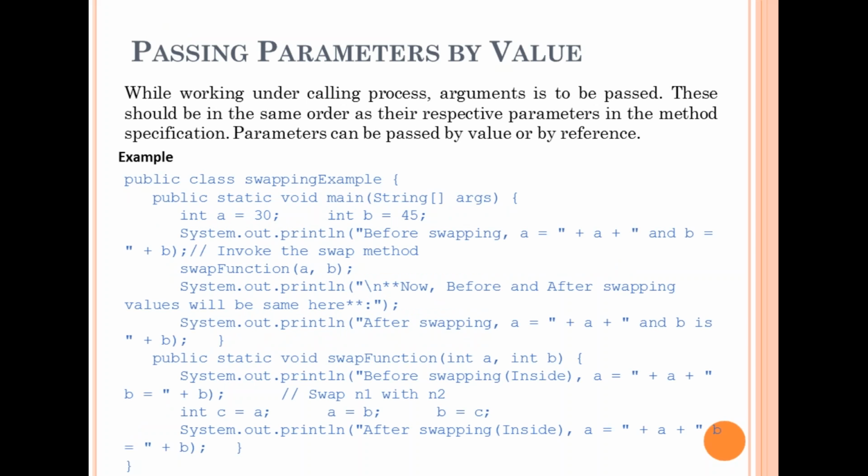Passing parameters by value. While working under the calling process, arguments are to be passed. These should be in the same order as their respective parameters in the method specification. Parameters can be passed by value or by reference. Passing parameters by value means calling a method with a parameter. Through this, the argument value is passed to the parameter. For example, the following program shows an example of passing a parameter by value. The values of the arguments remain the same even after the method invocation.